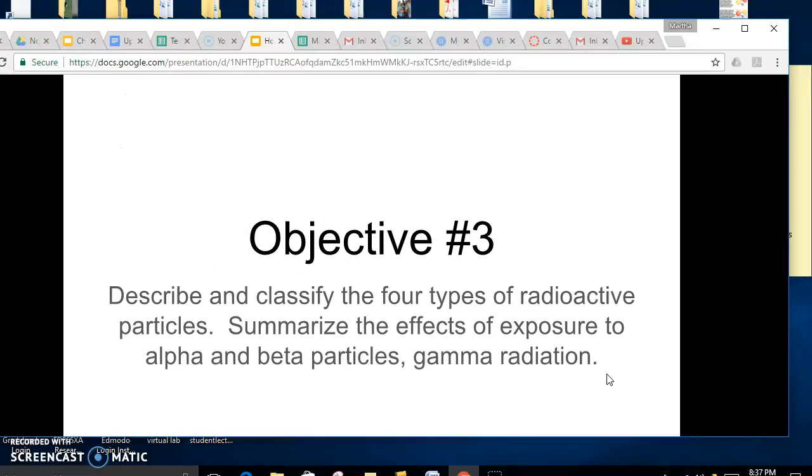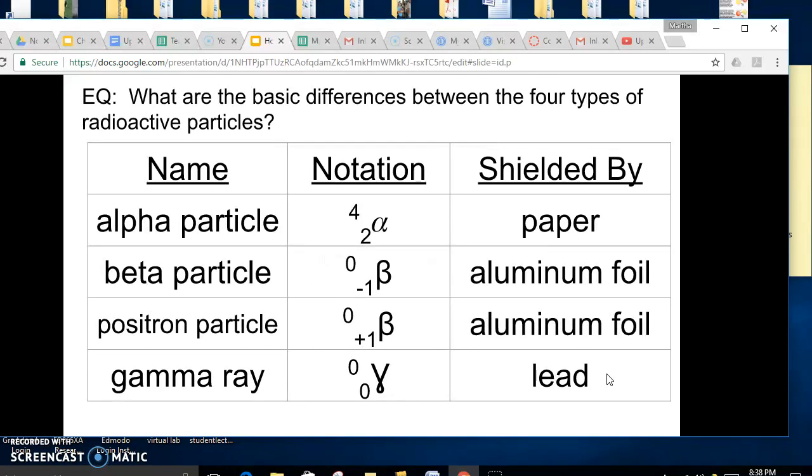So our last objective is Objective number 3. This is just going to be your introduction to the 4 types of radioactive particles that we've already talked about. We're going to summarize the effects of exposure, or the effects that they have on your body. But as far as writing the nuclear reactions, that's what we're going to do in Objective 5. So you're going to see some of the notations applied when we get to Objective number 5. Right now you're just getting the basic characteristics.